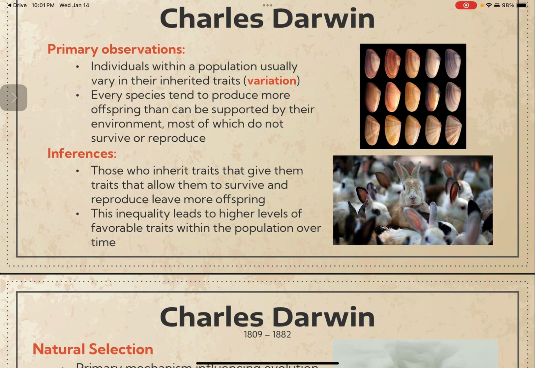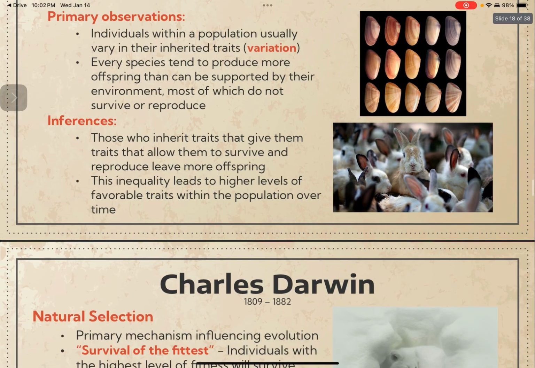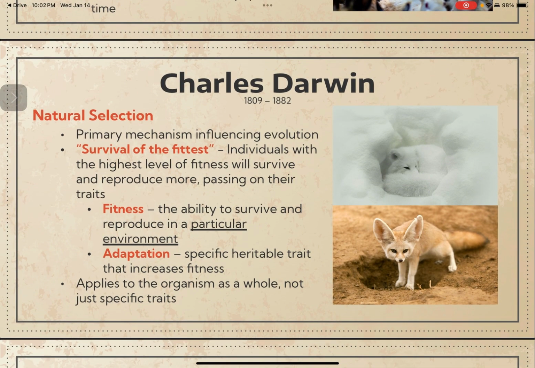But this creates an inequality which leads to higher levels of favorable traits within a population over time, which means natural selection. Some are going to have favorable traits, some are not going to have favorable traits. But the ones that are favored are going to reproduce and have more. Therefore, the ones who aren't favored are going to decrease in their numbers. And this leads us to natural selection.